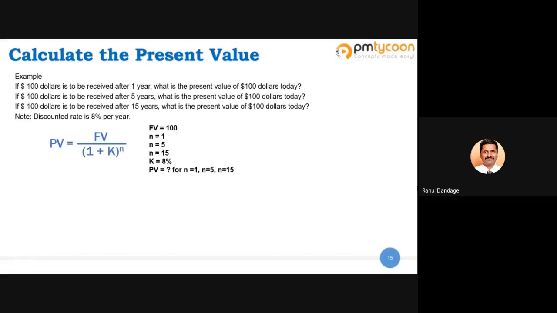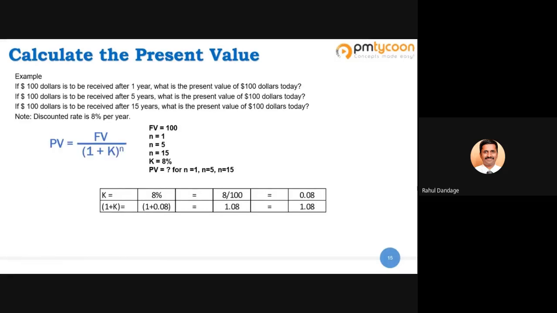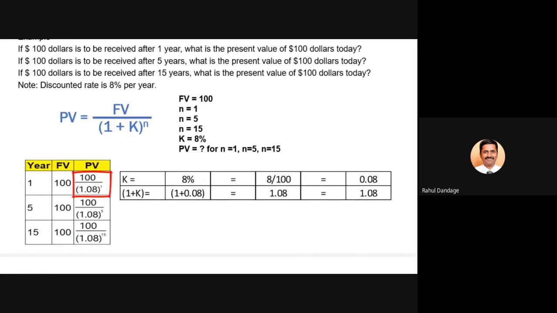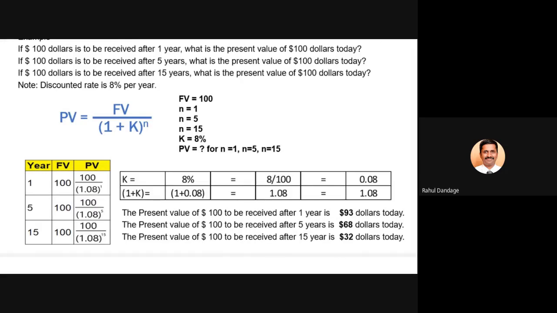And so to summarize, K means 8%, which is 8 divided by 100. That gives us 0.08. If you add 1, it gives 1.08. Now for the first year, it is 100 divided by 1.08 to the power of 1. And that gives us the present value of $100 as $93. And if you do the calculations for the fifth year, it is 100 divided by 1.08 to the power of 5, and which gives us the number as $68. And similarly, if you do the calculation for 15th year, you're getting the value as $32.